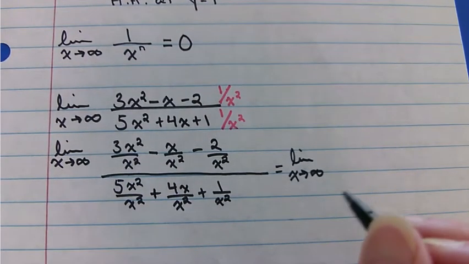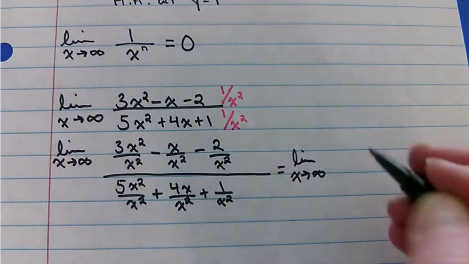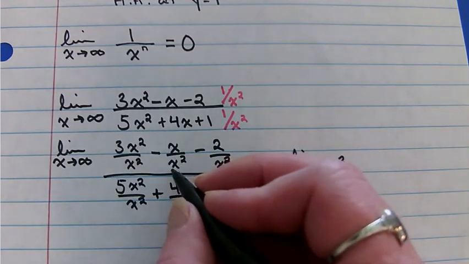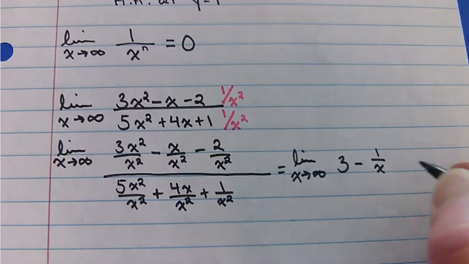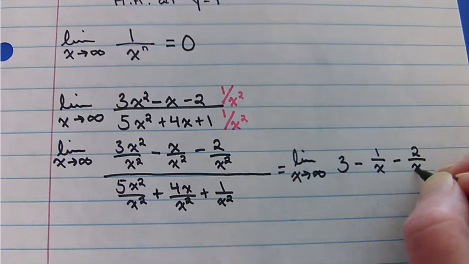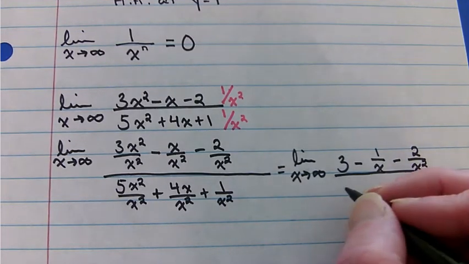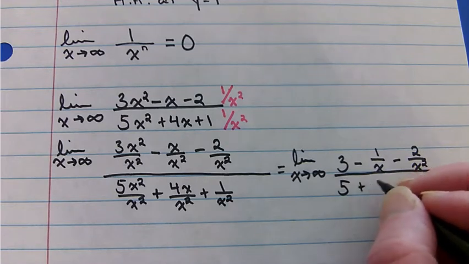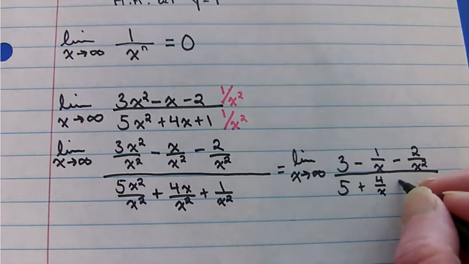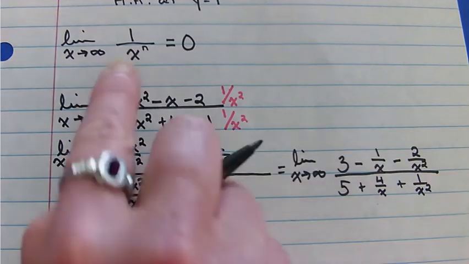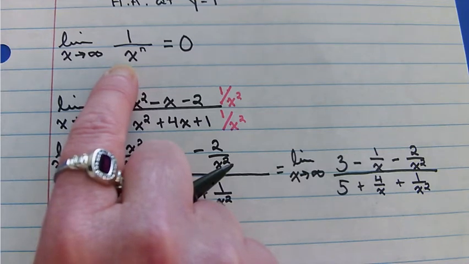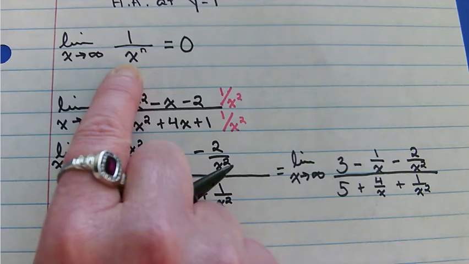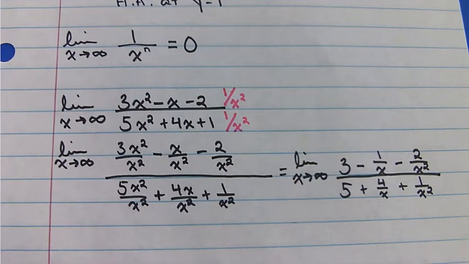Okay, so let's see what happens to each of those terms. 3x squared over x squared becomes a 3. This is going to become 1 over x, because this x will cancel out with one of those, minus 2 over x squared. Then I'll have a 5 plus 4 over x plus 1 over x squared. Now remember this kind of rule. If I have x in the denominator and x is approaching infinity, it's going to go to 0.